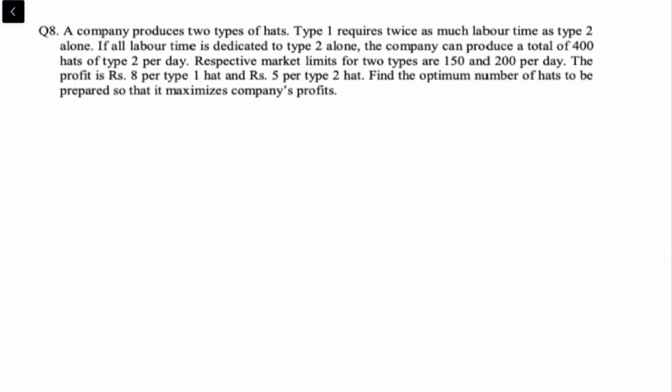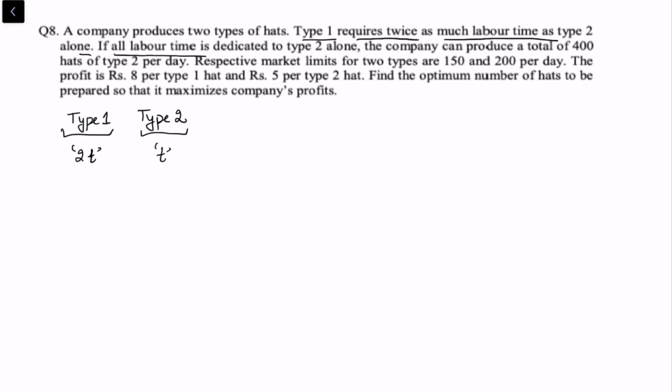Now in question number 8, it asks: a company produces 2 types of hats. Type 1 requires twice as much labor time as type 2. So one of the starting criteria that we can write here is type 1 and type 2. So there are 2 types of hat that the problem is talking about. And if type 2 takes t time, then type 1 takes twice of t time. Type 1 requires twice as much labor time as type 2.